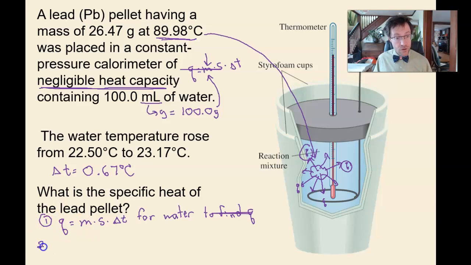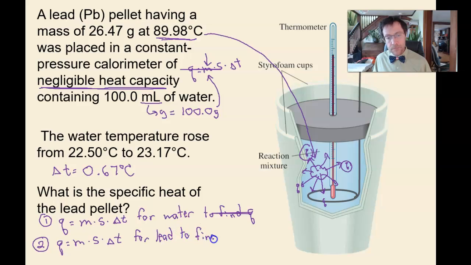And then for step 2, we are going to do Q equals m s delta T for the lead to find S. You guys picking up what I'm putting down there? All right, two steps. Q equals m s delta T.